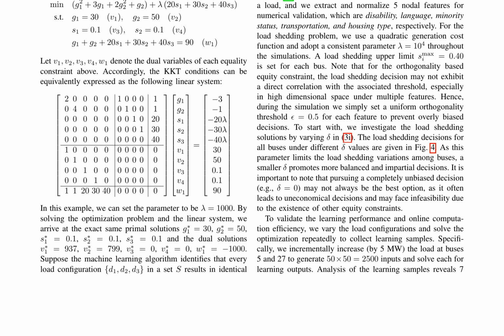The load shedding decisions for all buses under different delta values are presented in Fig. 4, showing that a smaller delta promotes more balanced and impartial decisions.